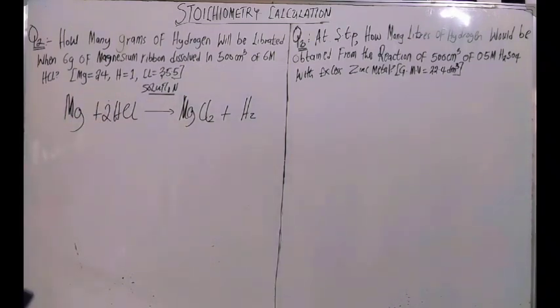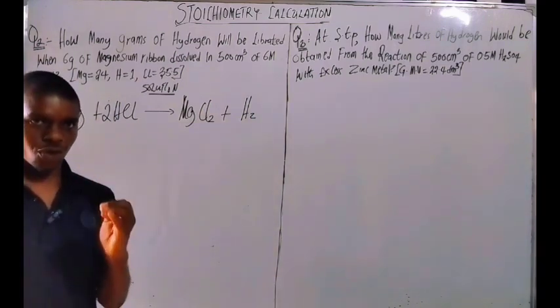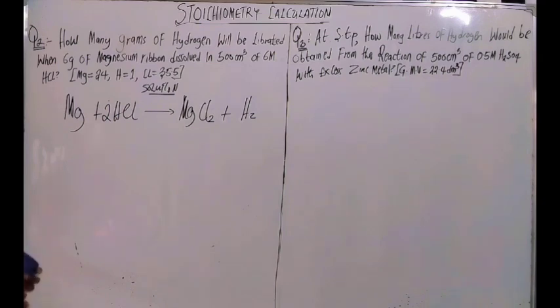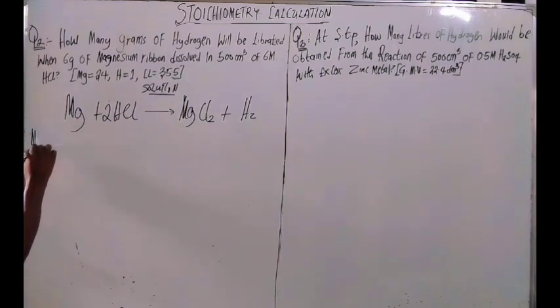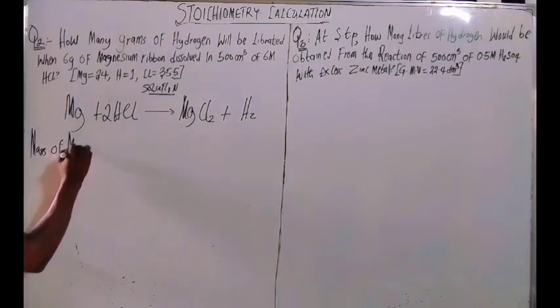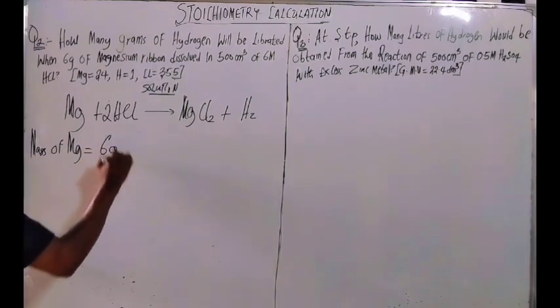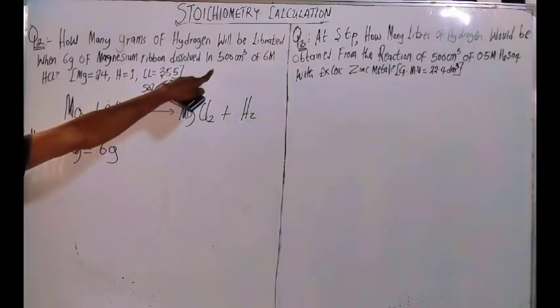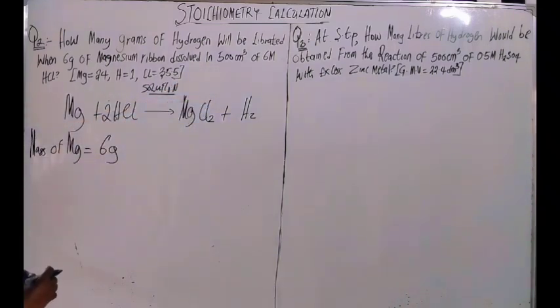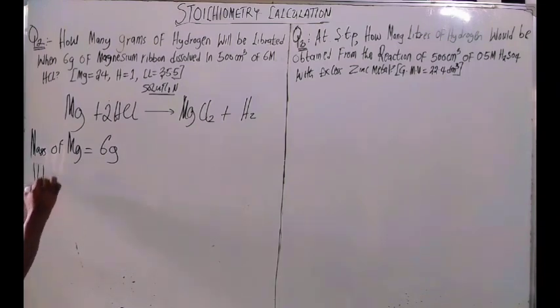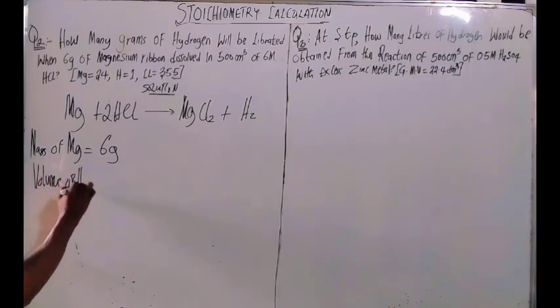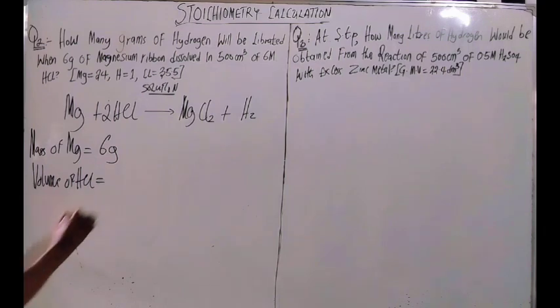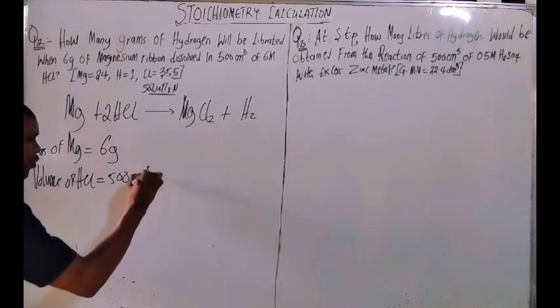Do you understand? Now look at the question. The next thing we want to look at is the parameters given to us. The mass of magnesium was given to me to be 6 grams, right? Now you say that it is dissolved in 500 cm cube of 6 molarity HCl. Please pay attention here. The volume of HCl is 500 cm cube. Do you understand?